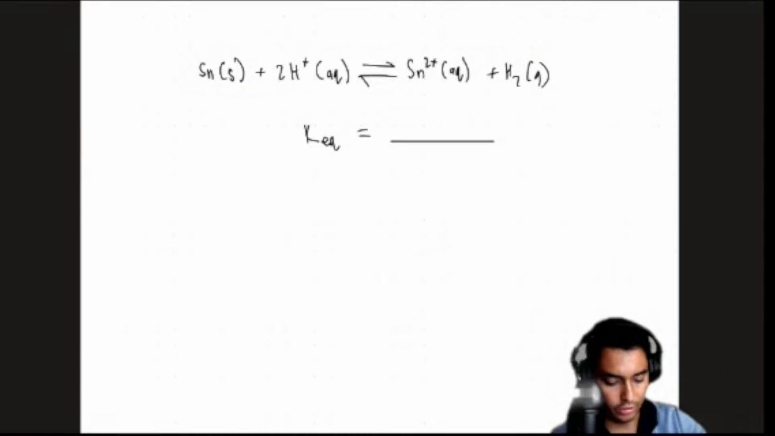The last thing we have, remember, always ignore solid. We do not include solid. And then it's going to be H+ here on the bottom, H+ quantity squared. Okay, so this is how we write the equilibrium expression for this particular example. There we go. No solids.